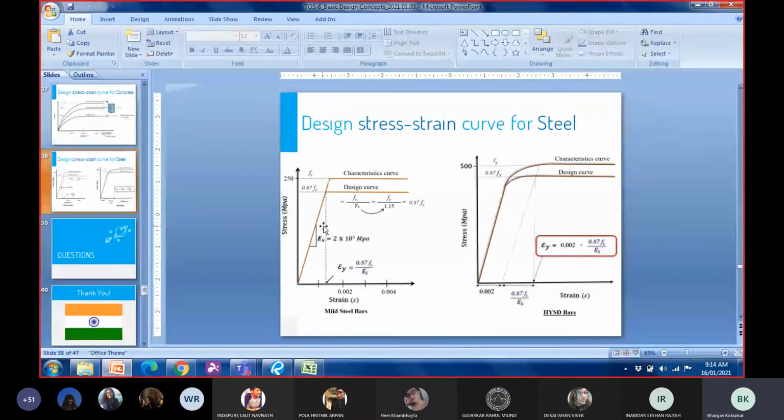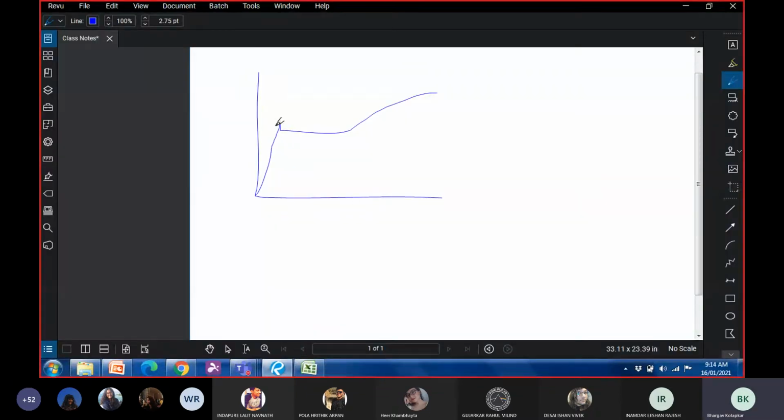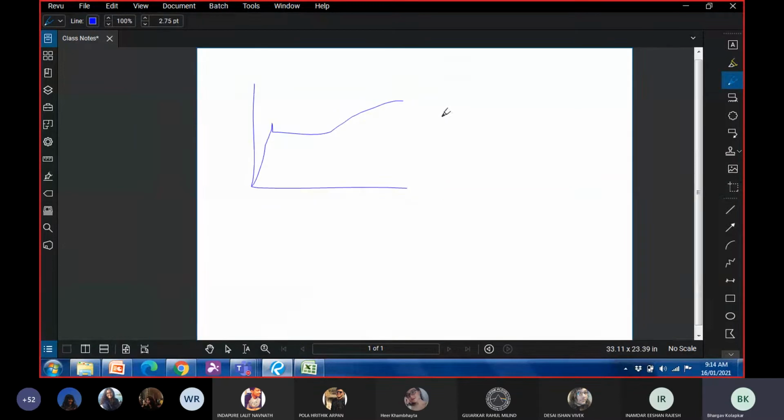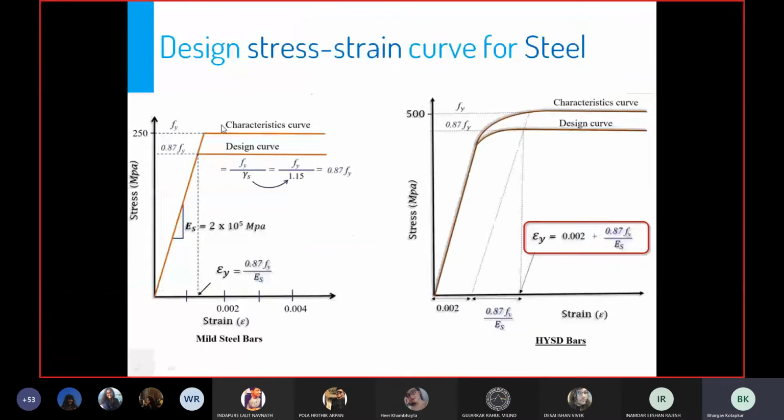So if I look at the stress strain curve for mild steel that is used in concrete design, what the code does is, instead of having this curve, it simplifies this curve to a mere triangle rectangle. So this is nothing but a simplification of the stress strain curve that we've seen in the past. So what we see here is the limits are still the same.